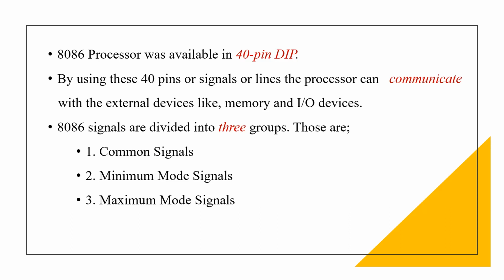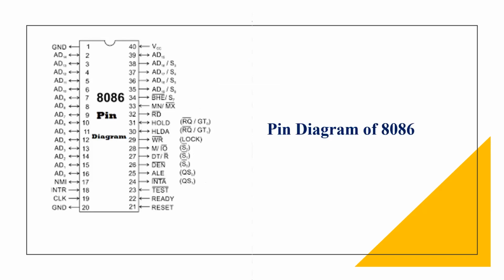Basically, the 8086 signals are broadly divided into three groups. Those are common signals, minimum mode signals, and maximum mode signals. So this is our 40-pin diagram of the 8086 processor. See here, friends, these are the signals present only in maximum mode operation, that is from pin number 24 to pin number 31. The same signals have different functions in minimum mode operation of 8086.